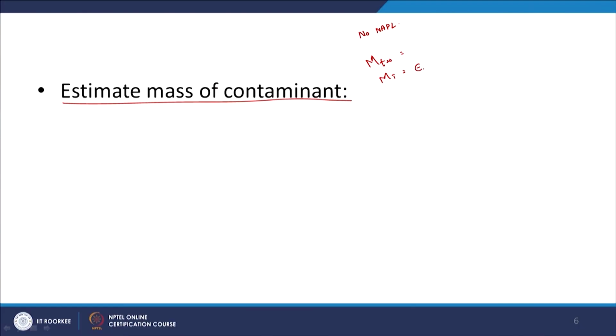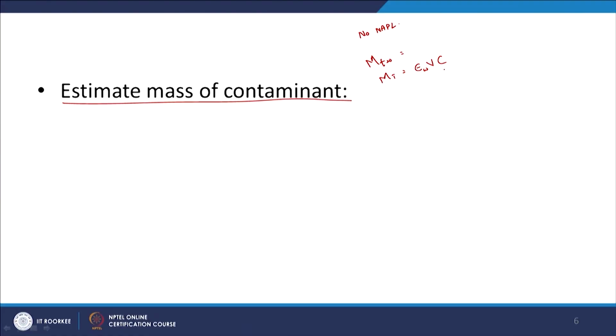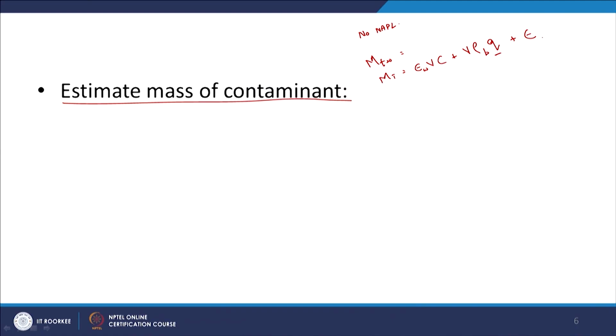So, porosity of water times total volume will give you the volume occupied by that particular water. It is not porosity of water, but the fraction of the total porosity that is occupied by water, times the concentration in the water, plus total volume times bulk density times Q. Q is the concentration of the contaminant adsorbed onto the soil, right, plus again the porosity occupied by the gas, volume, total volume into concentration in the gas phase, right.